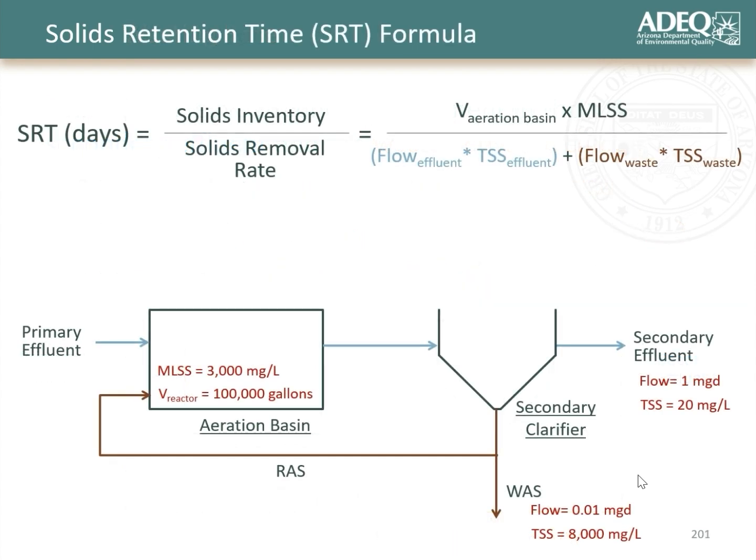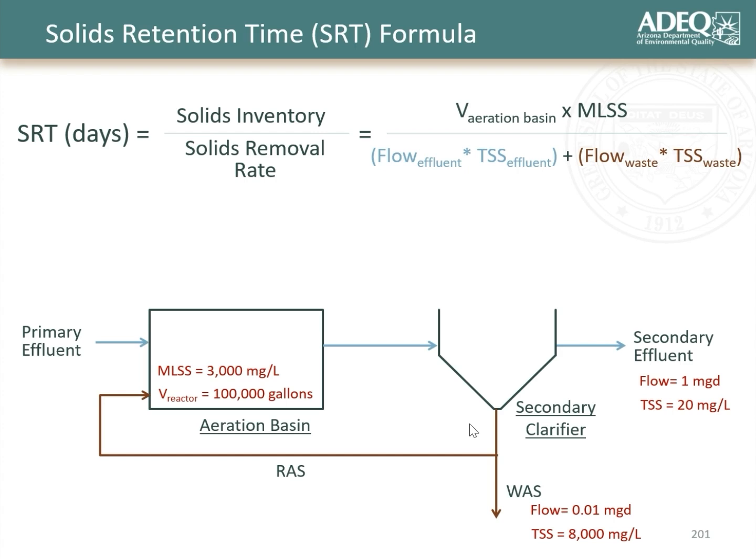So let's walk through an example in which we're trying to solve for this. So here we have the basic equation that we use. For the solids inventory, we're looking at how much total biomass is in the system. And this is very similar to what we did with the food to microorganism ratio, in which you multiply the volume of the aeration tank times the mixed liquor suspended solids concentration. And you divide that by how quickly the solids are being removed from the system, just as we talked about in the previous slide. So in our example here, we have a reactor that is 3,000 milligrams per liter.